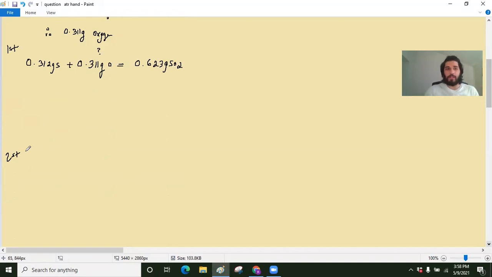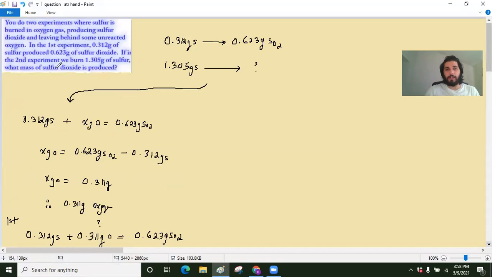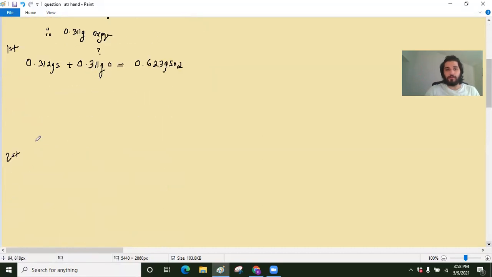again, we're looking at what we have. In the second situation, we're told that 1.305 grams of sulfur, added to, again, some amount of oxygen, makes some amount of sulfur dioxide. Now, that's not a lot to work with. Clearly, an algebraic approach is not going to work here, and that's because we don't have two of the three values. Up here, we had the sulfur and we had the sulfur dioxide, but here we don't have two of the three values.